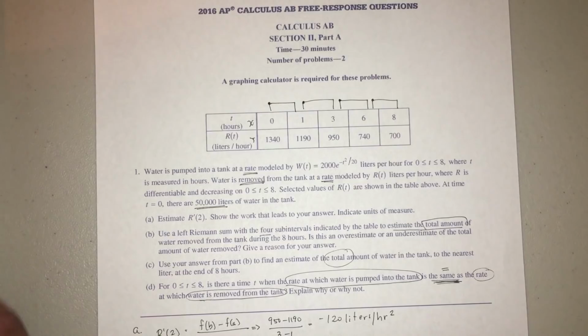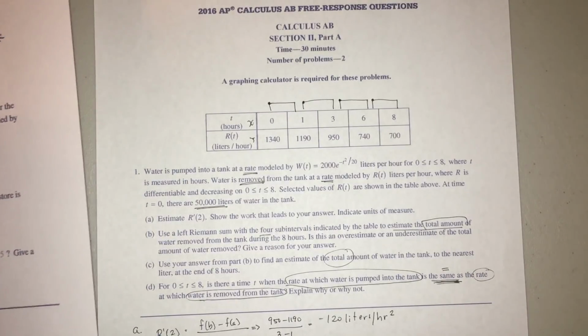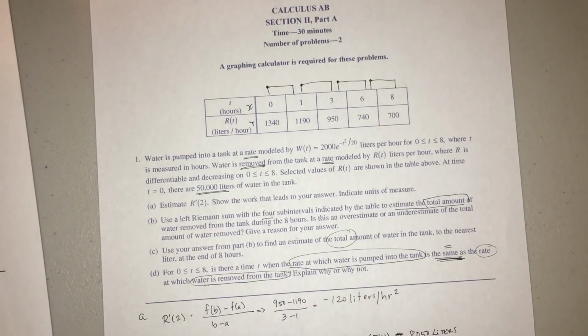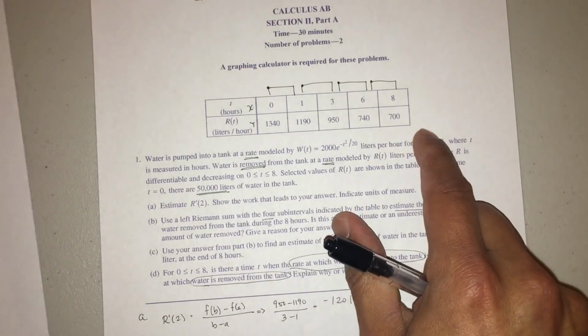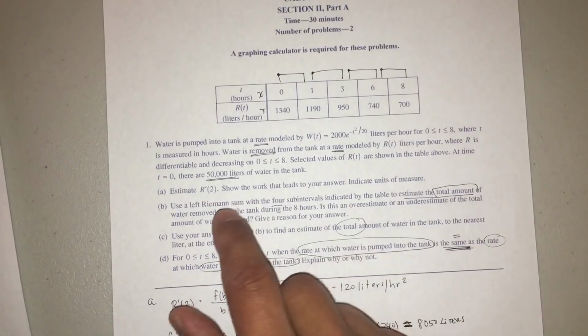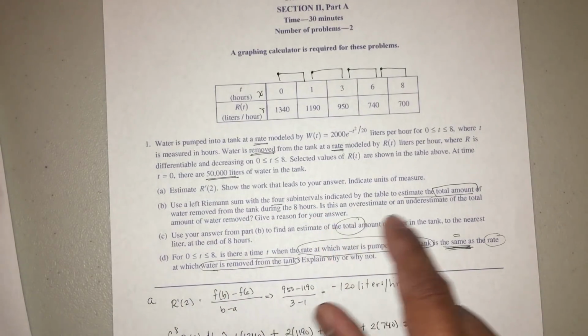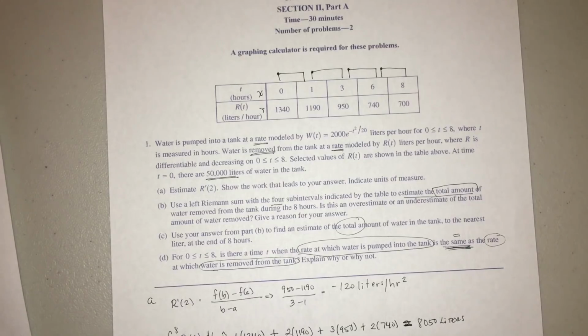It's interesting because they do throw in that table time and time again for you guys to use Riemann sums. So as soon as I see a table, I think, okay, they're going to ask me for an R prime, and they're going to ask me for a Riemann sum, usually left hand, right hand. Middle, I think I've seen once, but just be ready for that.